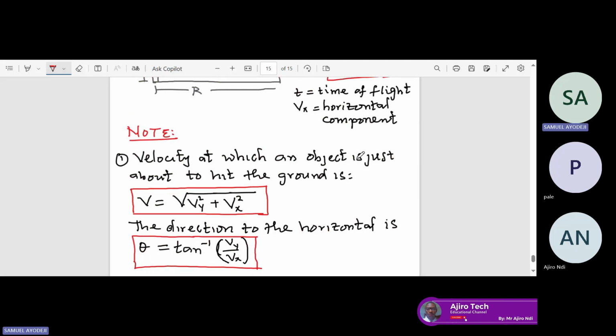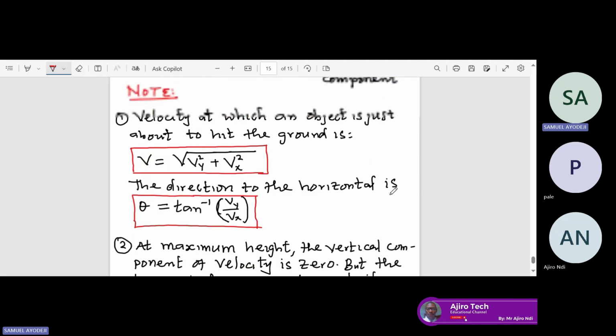Now, the velocity at which an object is just about to hit the ground. That's what the question will tell you: calculate the velocity at which an object is about to hit the ground. So this is the formula. You have to calculate the vertical component and the horizontal component, then apply the formula. So what's the direction to the horizontal? V over this. Go and work on this particular aspect.